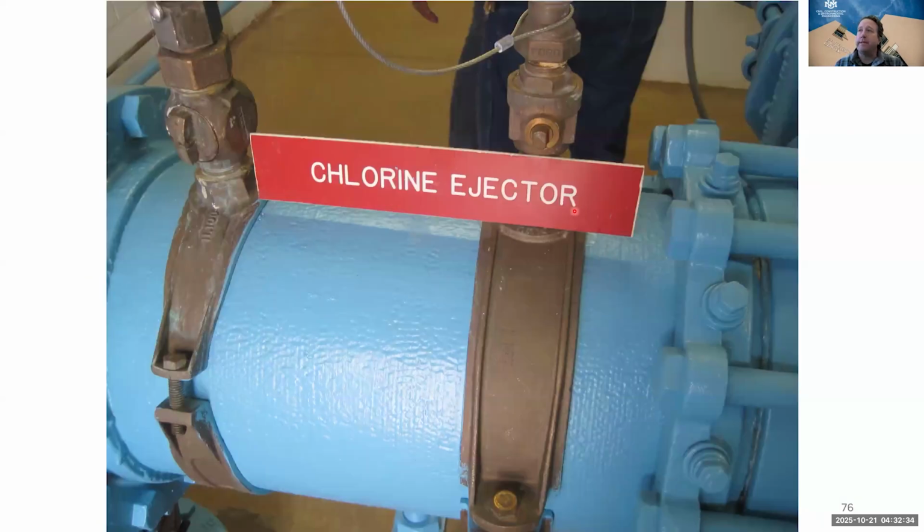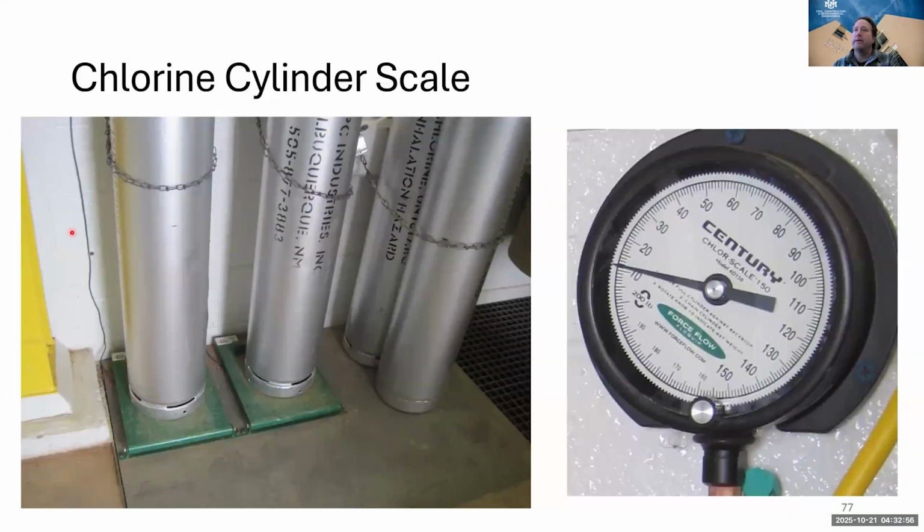This is a chlorine injector, also called a chlorine ejector. So both terms can be correct. And so this is the flow of water. We have treated water or raw water coming in from the top, makes a turn, gets treated with chlorine gas before it goes out to a storage tank.